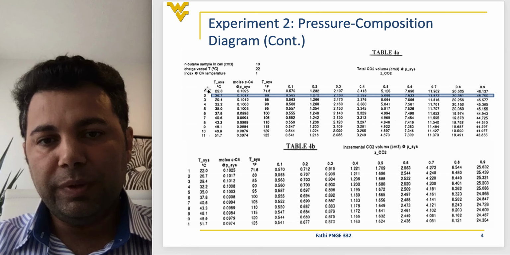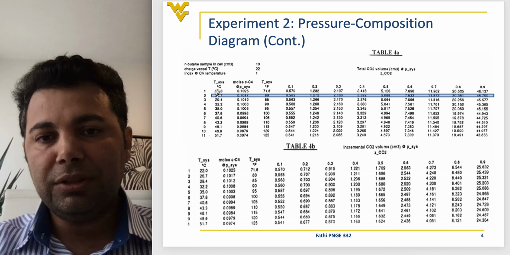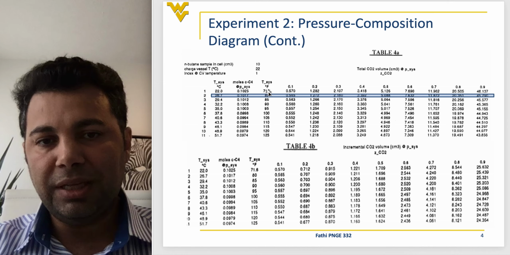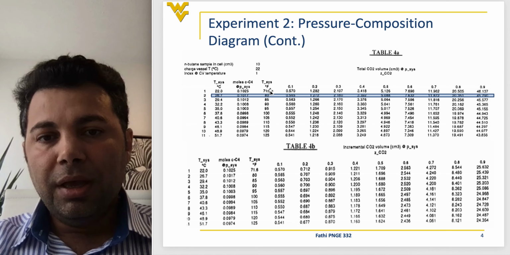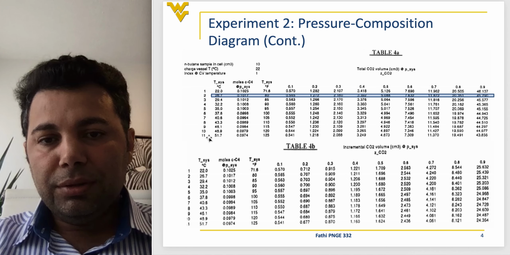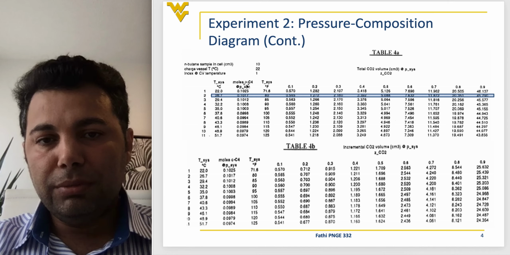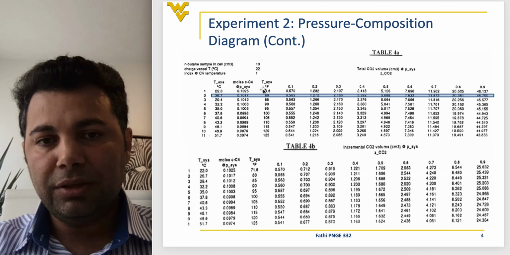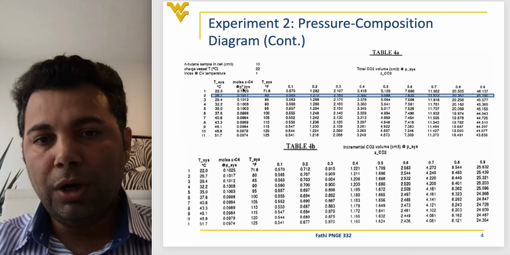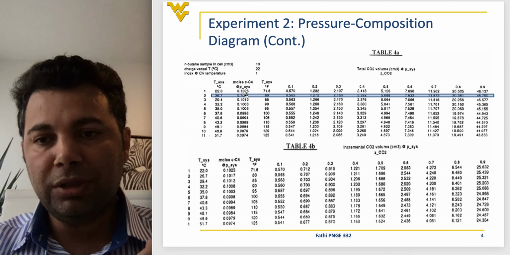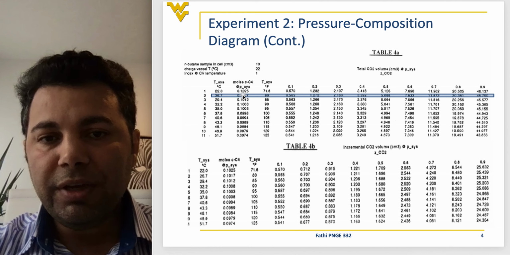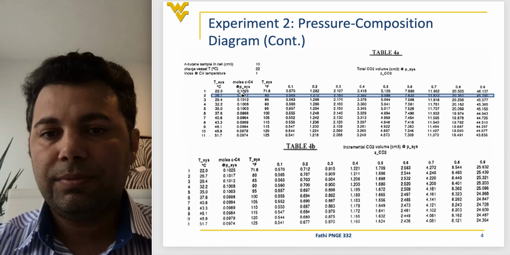In Table 4A, there are a couple of things that you need to pay attention to. First is the temperature of your experiment. There are 11 different temperatures, and we are going to do temperature group 1, which is temperature 1. This information, the temperature in degrees C and degrees Fahrenheit and the moles of N-butane, is fixed. So I know the moles of N-butane in the cell. I'm not going to change the N-butane. I'm not going to add or remove N-butane. I'm just going to add CO2. So the number of moles of N-butane is fixed at a fixed temperature.